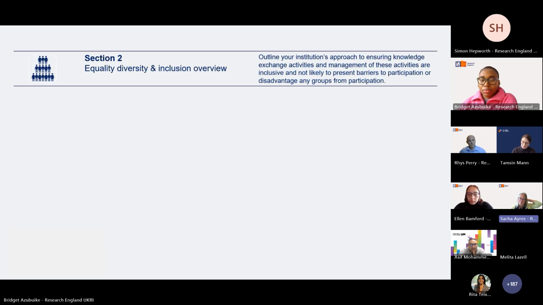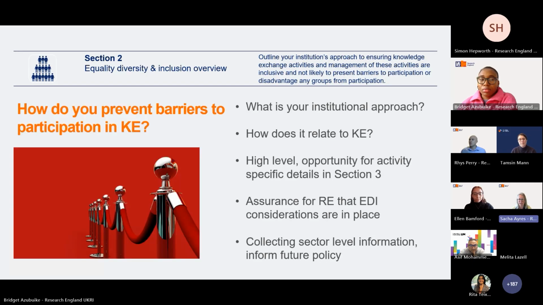Next slide, please. Section 2. This is a new area, as Reese mentioned, to the accountability statements. Outline your institution's approach to ensuring your KE activities are inclusive.